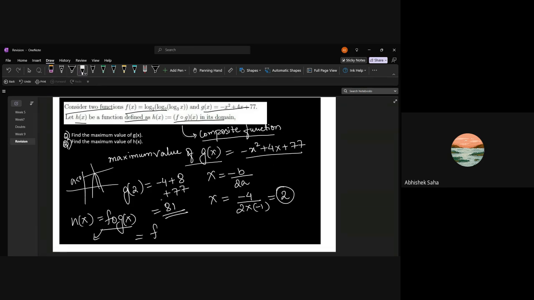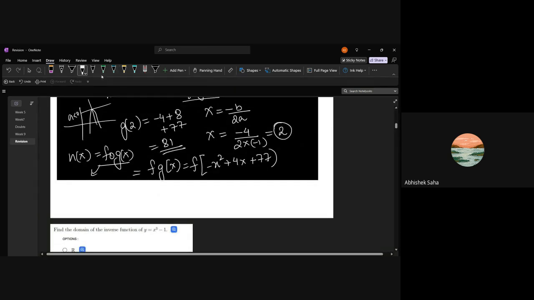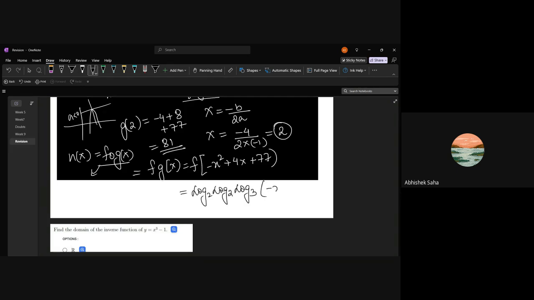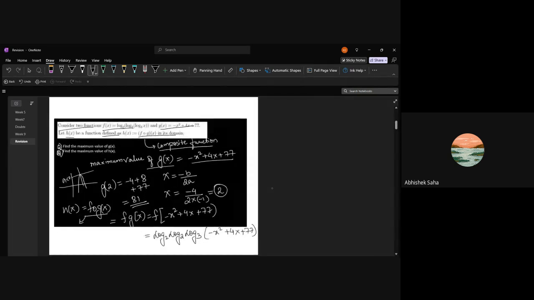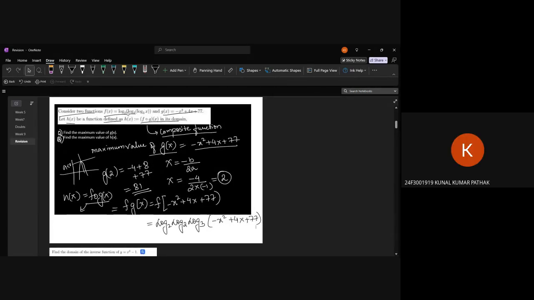Okay. So let's find f of g of x. That should be equal to f of g x. What is the value of g x? Minus x square plus 4x plus 77. And then f of g x will be log of 2, log of 3, of minus x square plus 4x plus 77, right? This is the f of g of x. Are you getting it?